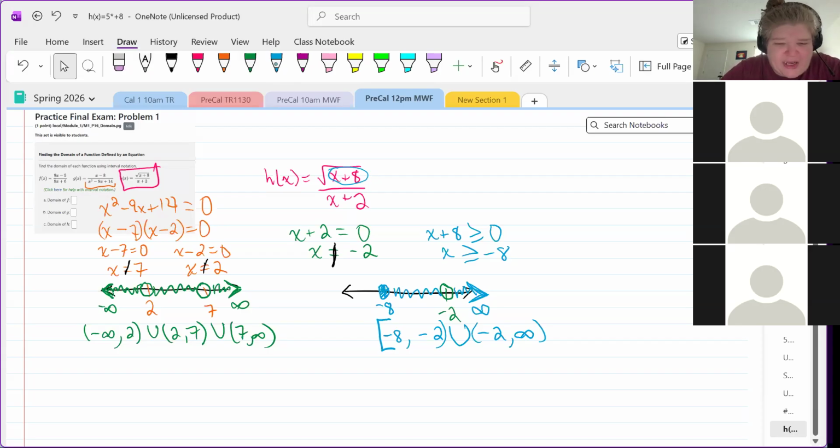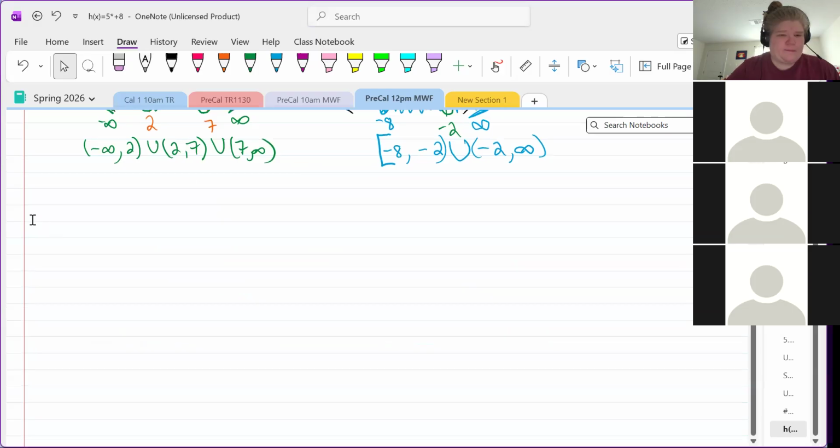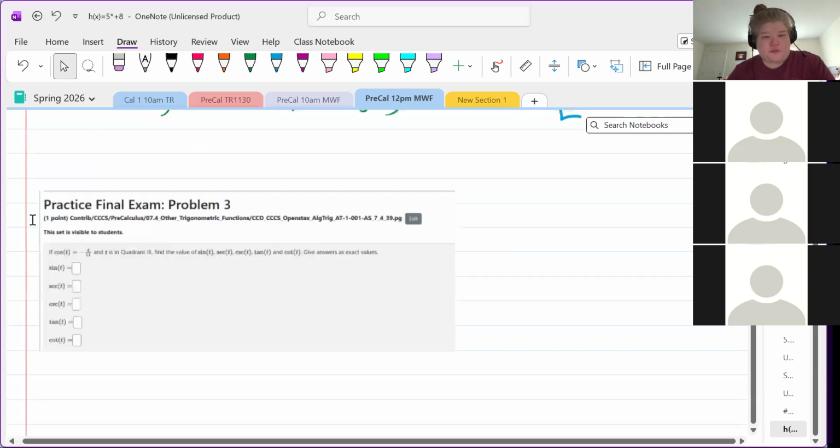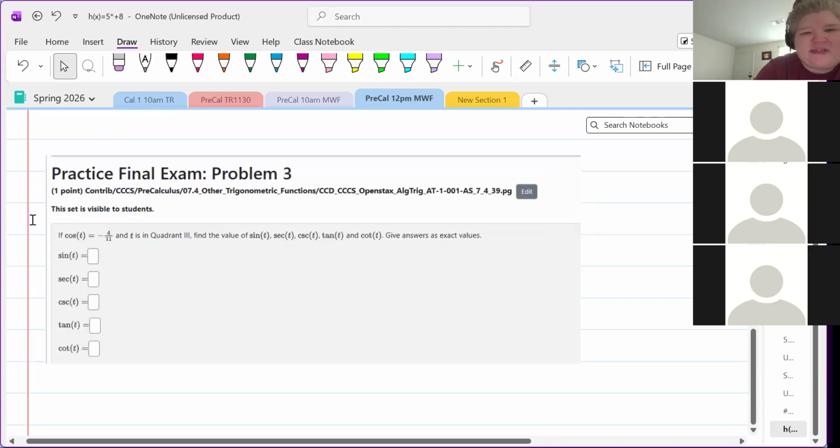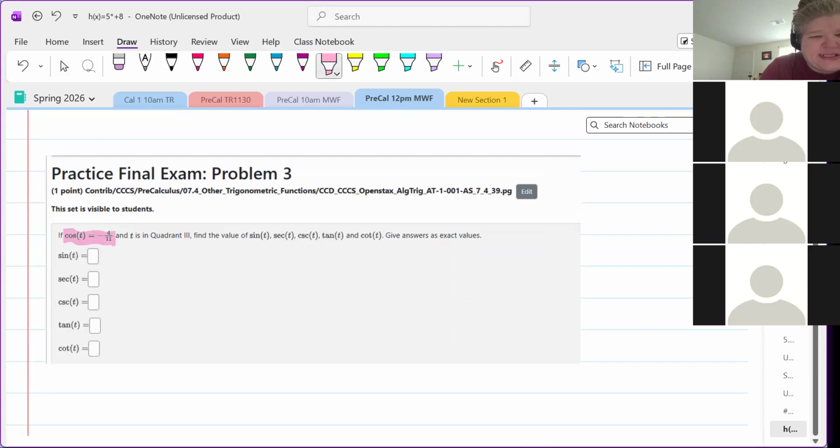All right, what's another one we can take a look at? Yep, question number 3. All right, so question number 3 gives us a nice little setup. They tell us the cosine, and they tell us what quadrant the angle is in.